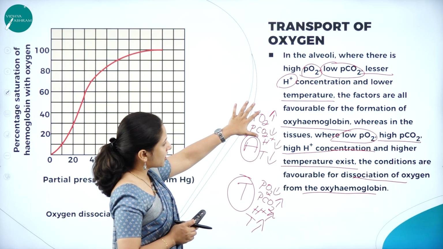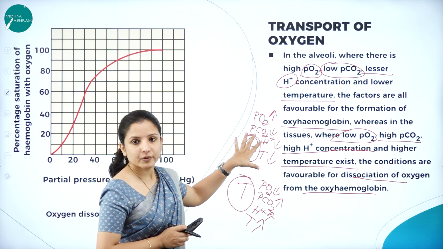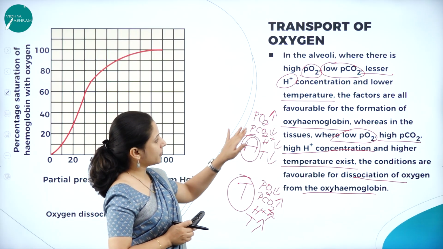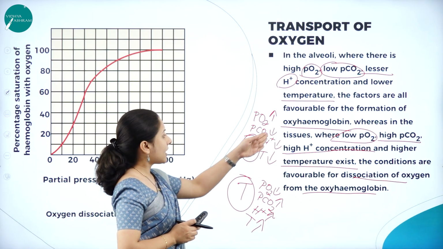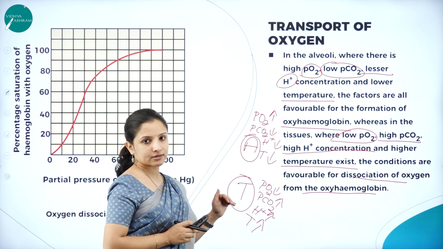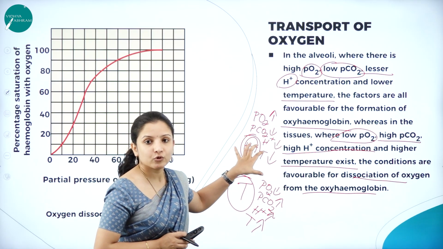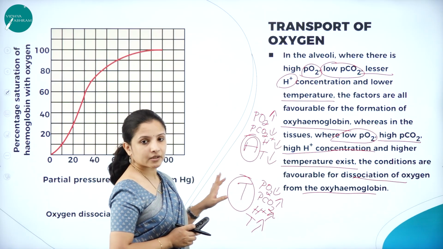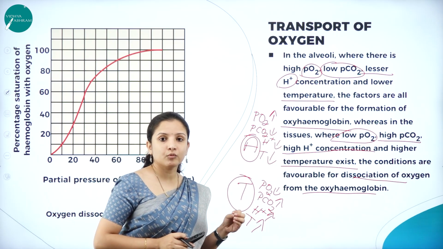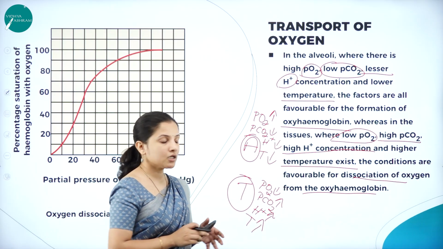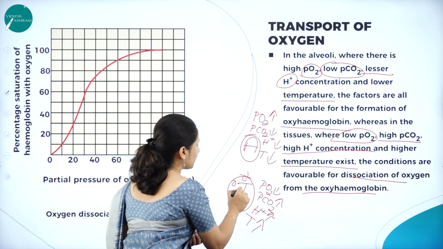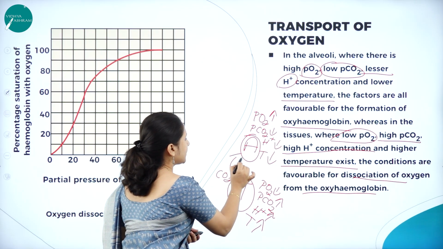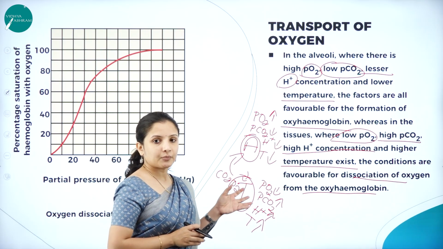Apart from that, here in the alveoli, oxyhemoglobin will be formed under this condition, wherein partial pressure of oxygen will be more, partial pressure of carbon dioxide is less, hydrogen ion concentration is less, and temperature is less. Oxyhemoglobin is formed. Can this oxyhemoglobin diffuse here and remain in the tissues as such? No. From the hemoglobin, oxygen has to get separated. Why? Because every oxygen molecule should get deposited in the tissue, right?